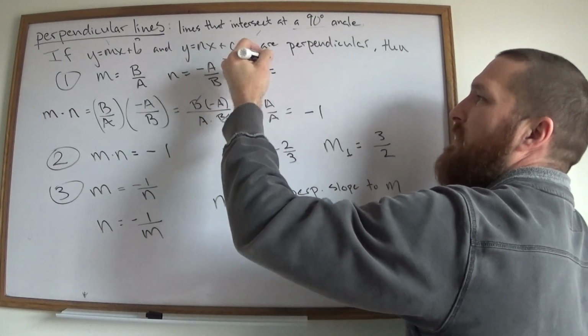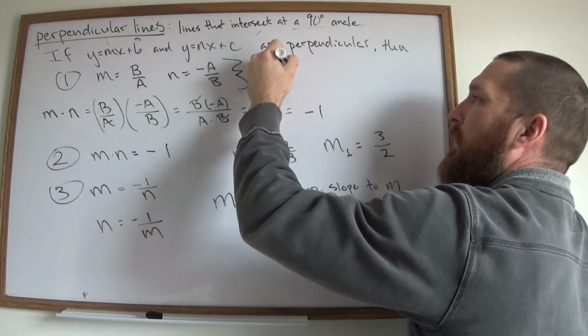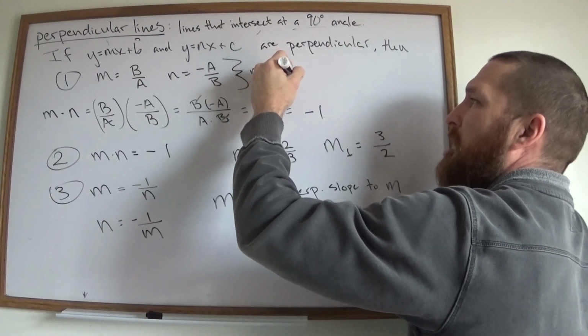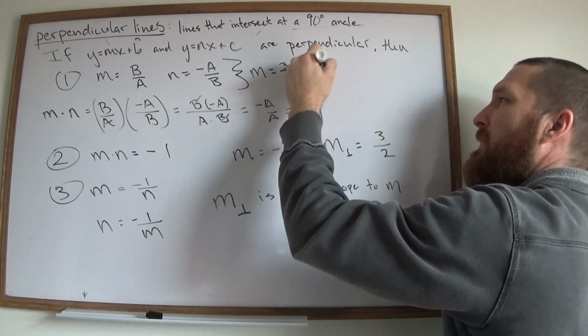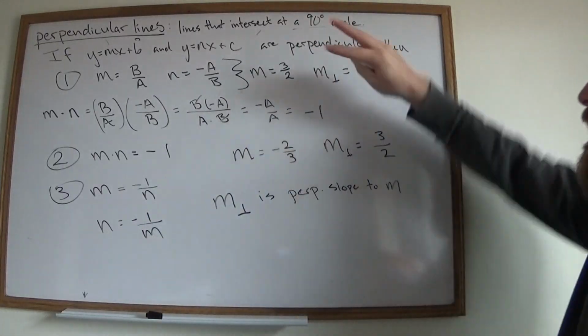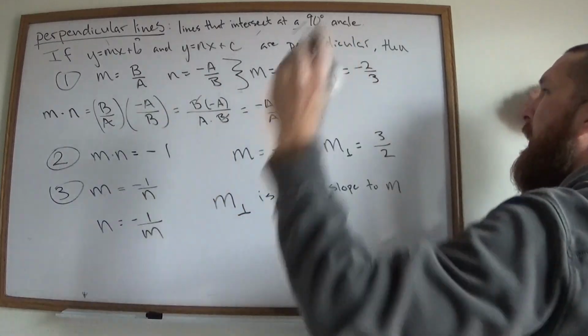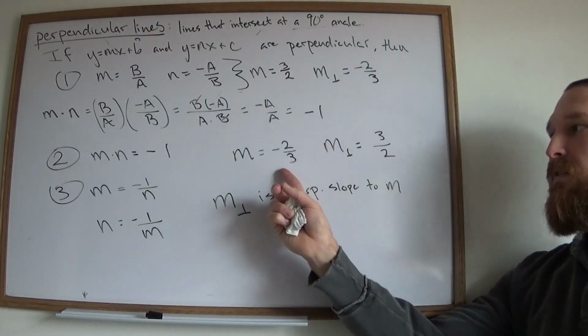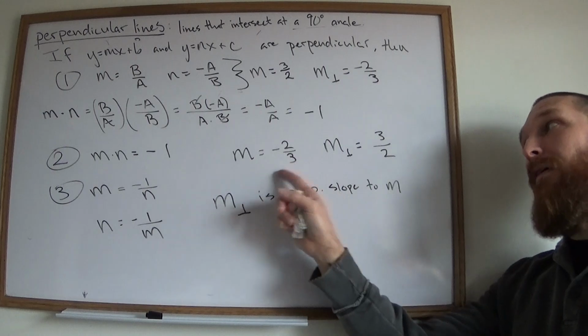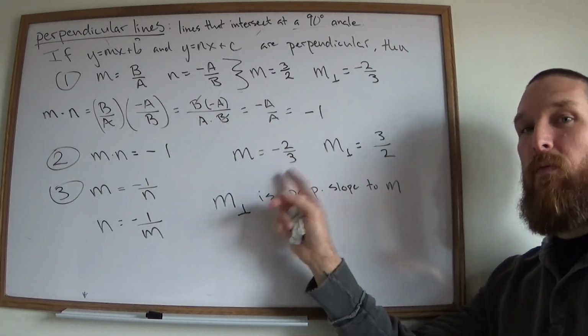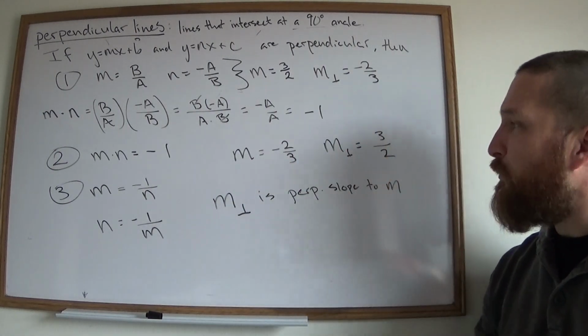Given some m, and let's do another one. How about 3 halves? The perpendicular slope to that one is, well, flip the rise and the run and make it negative. If it was negative to start off with, it becomes positive, right? They have to have that relationship. If one's negative, the other's positive.